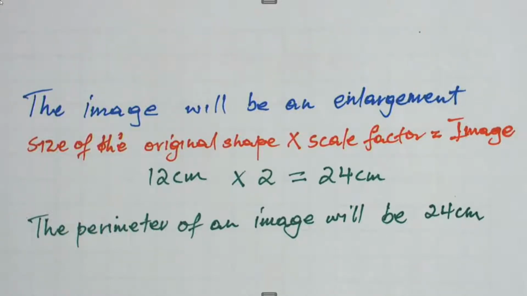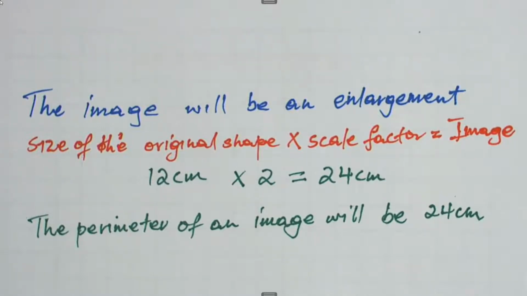Very interesting there, guys. The first thing that we did, we showed that we understand the topic there. We said the image will be an enlargement. That is the first point to take into consideration. The image will be an enlargement. Why? Because we have seen that the scale factor is greater than 1. Now we put our calculations, or the way in which we're going to calculate, in a way of an equation there.